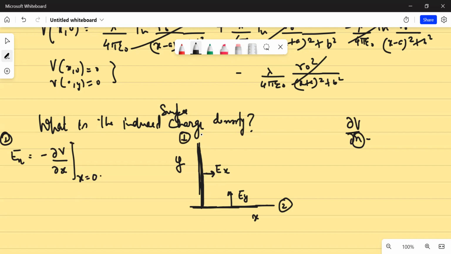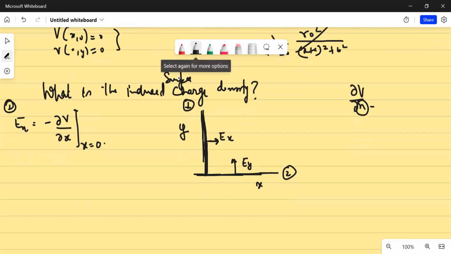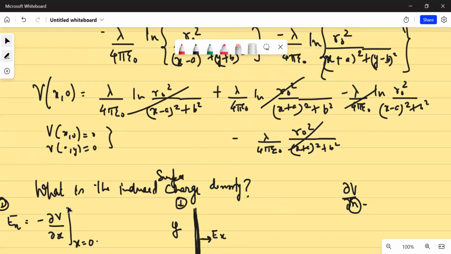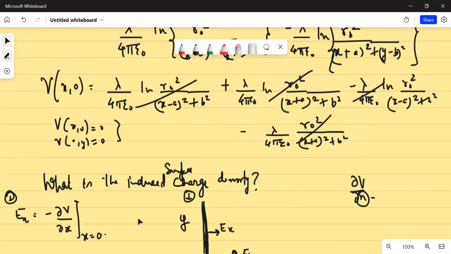Is that clear? On this particular axis, your x-axis, the x coordinate is 0. Okay, so I think now you can clearly differentiate. The derivative would come out as... differentiating this first was a heavy task. So try to differentiate it: minus del v upon del x at x equal to 0.